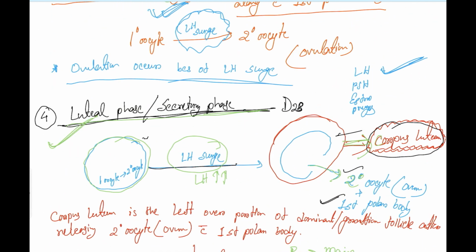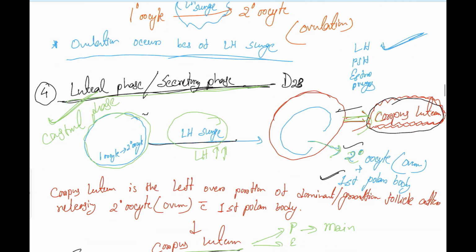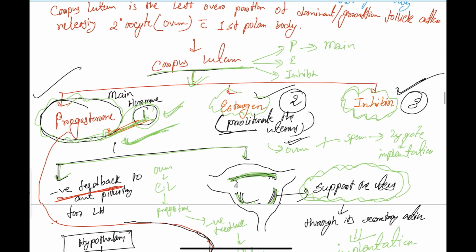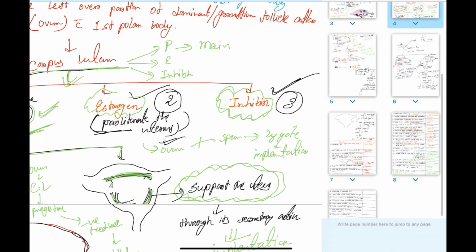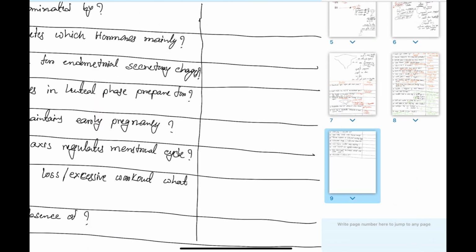If I ask you the variable phase of the menstrual cycle, your answer was the follicular phase. So this is the constant phase. If I ask you the main hormone in pregnancy, again your answer will be progesterone. P for pregnancy, P for progesterone. Okay, so that's all about your luteal phase. So we will list all the questions here again.